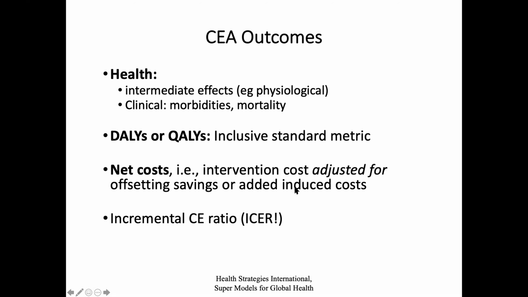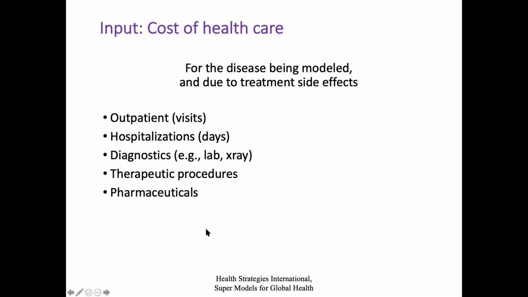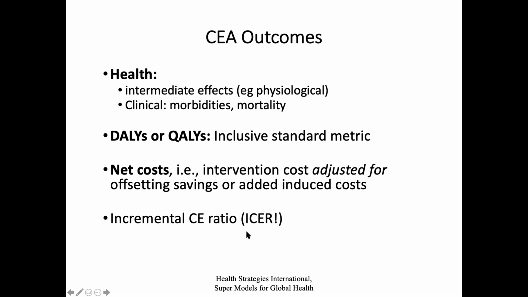You can also have induced costs. If you have a testing program, for example, you're testing for HIV, you're going to be then adding the cost of treating people who have HIV. All of this needs to be calculated to arrive at net cost. And then we arrive at the incremental cost effectiveness ratio, the ICER. And I'll come back to that in a moment, but that's the measure that puts the cost effectiveness calculation together in a final result. A little bit more on QALYs and DALYs.